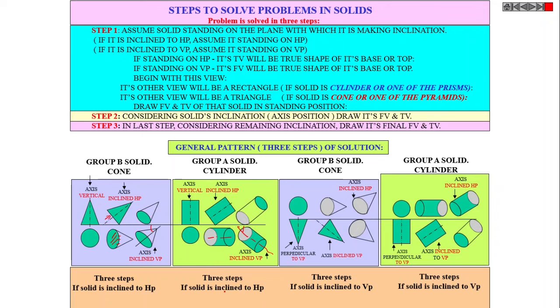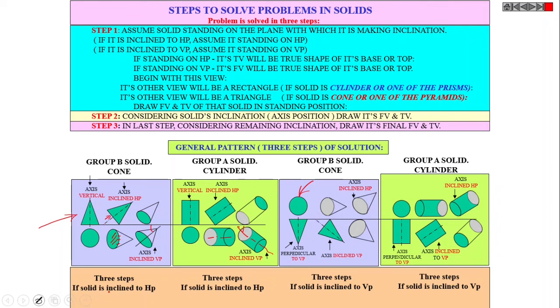These are the 3 steps if the solid is inclined to HP. And for group B solids like the cone, here are 3 steps if the solids are inclined to VP. If the solid is inclined to VP, then in the first step we must represent the axis as perpendicular to VP. If the solid is given with its axis inclined to HP, then we can solve that particular problem by drawing the base figure with the axis perpendicular to HP.